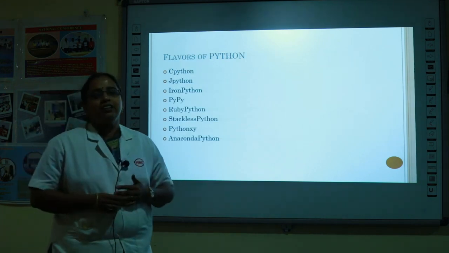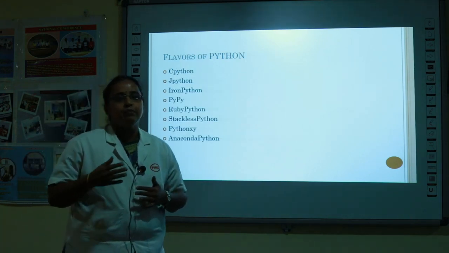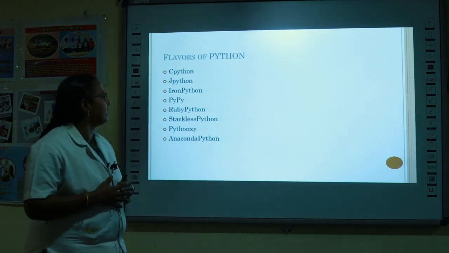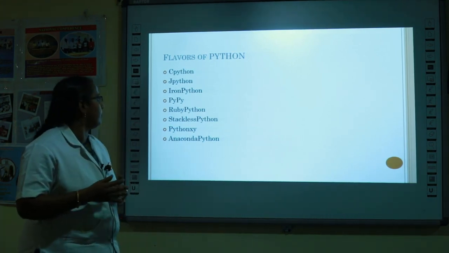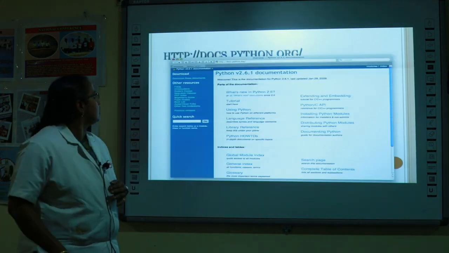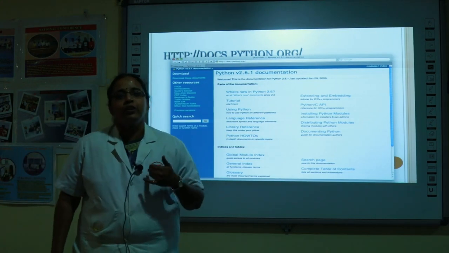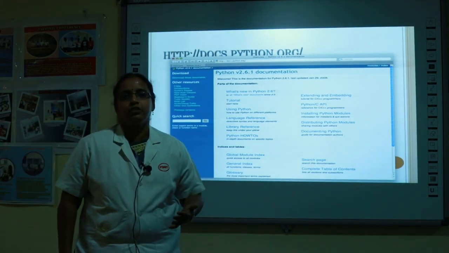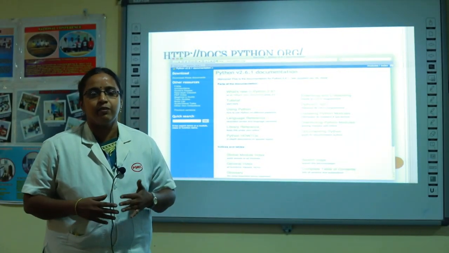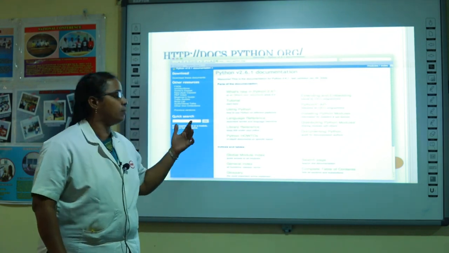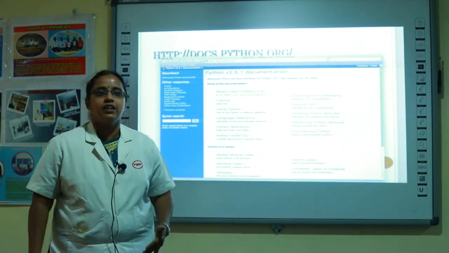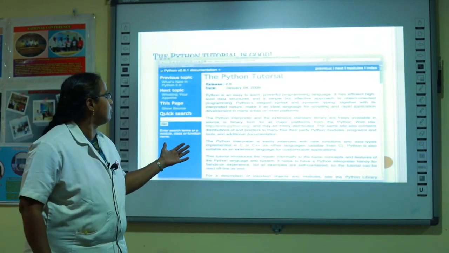These are the different flavors of Python. Python can be combined with any other languages. The flavors are CPython, JPython, IronPython, PyPy, RubyPython, Stackless Python, and Anaconda Python. If we want to install Python, we can directly go to the python.org website and download it. Not only is the software available, we can have the documentation also. By using this website we can download the software as well as use the documentation.